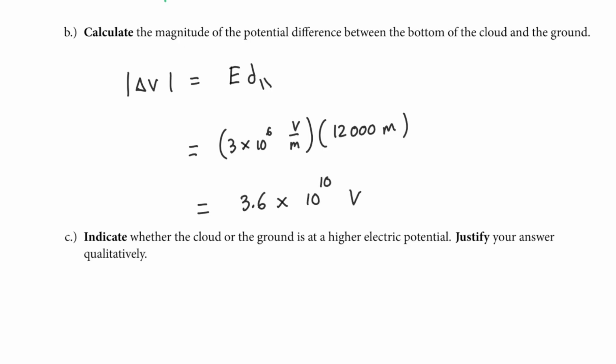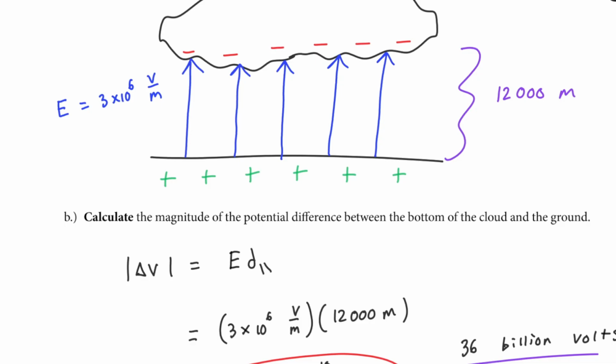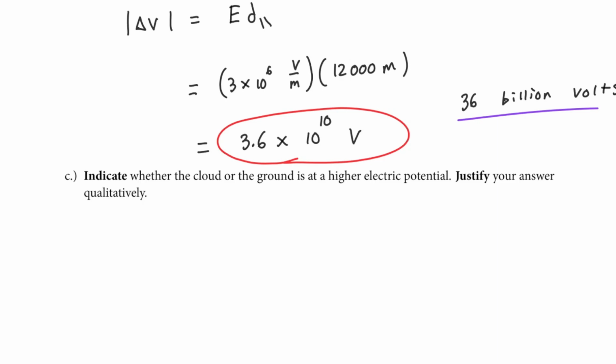And this is a huge potential difference. So this is what it would be in scientific notation. And let's see, billion is 10 to the 9th. So this is 36 billion volts. So much, much larger potential difference than our little 9-volt batteries in the lab. So you might see statistics like this. This is where it comes from. Of course, we approximated the E field as uniform, but we see we still get an absurd potential difference between the two.